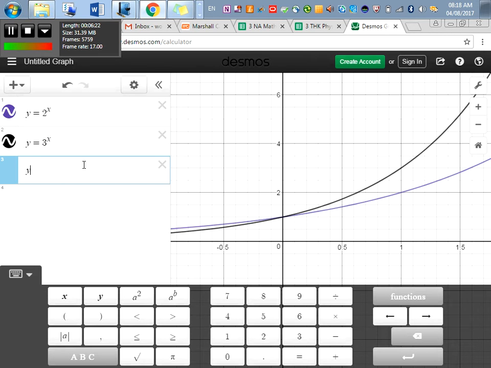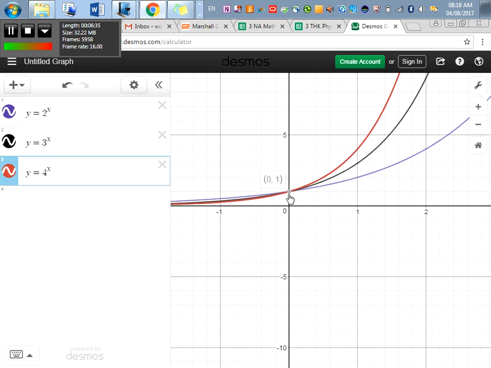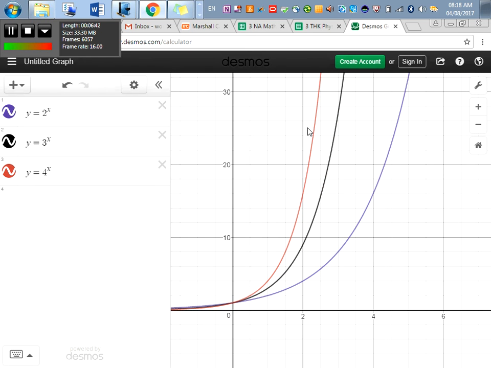So maybe just one more example, y equals to 4 to the power of x. I guess you already can imagine what the graph looks like. So again, it will pass through the same point, 0, 1, but it is going to be steeper. It increases at a faster rate. Okay? So now you have learned another type of graph, exponential graph. They increase at a very, very fast pace.